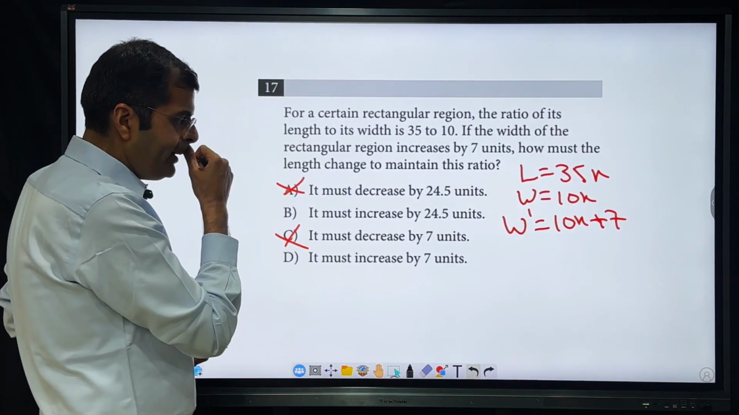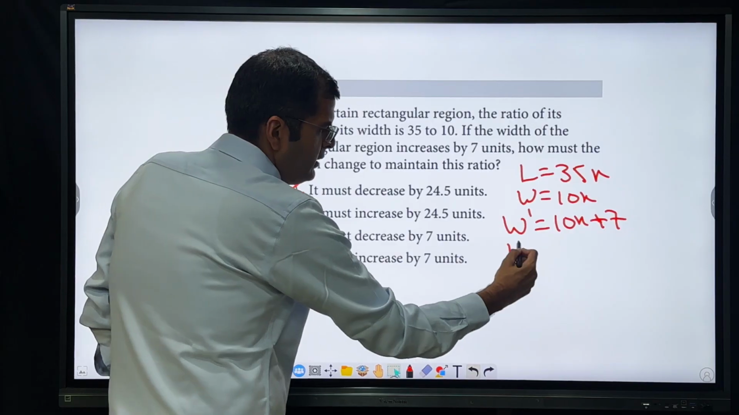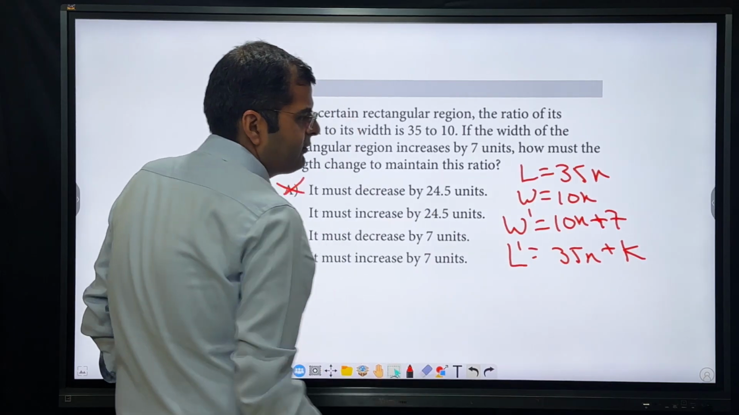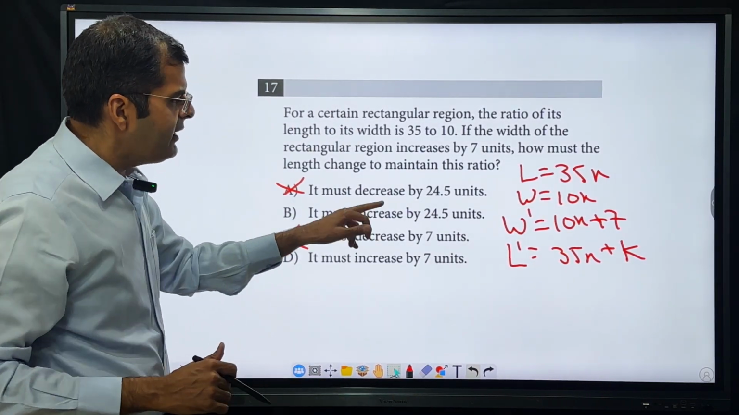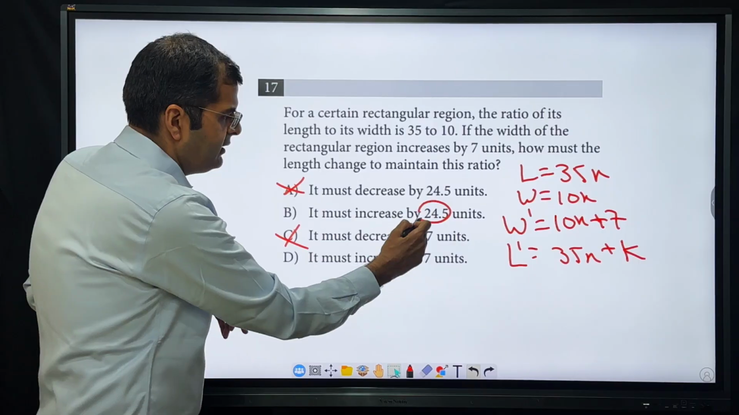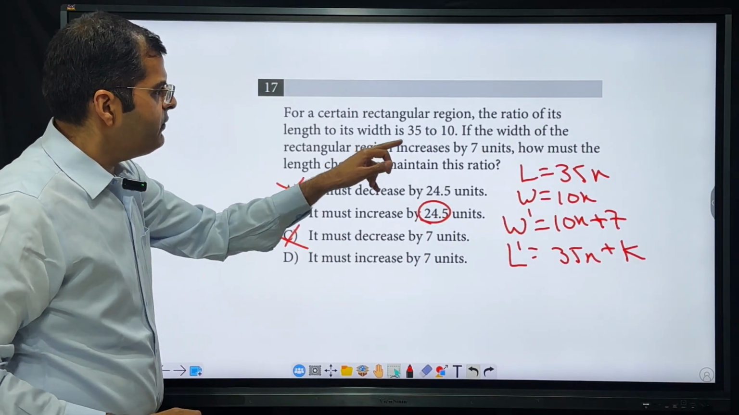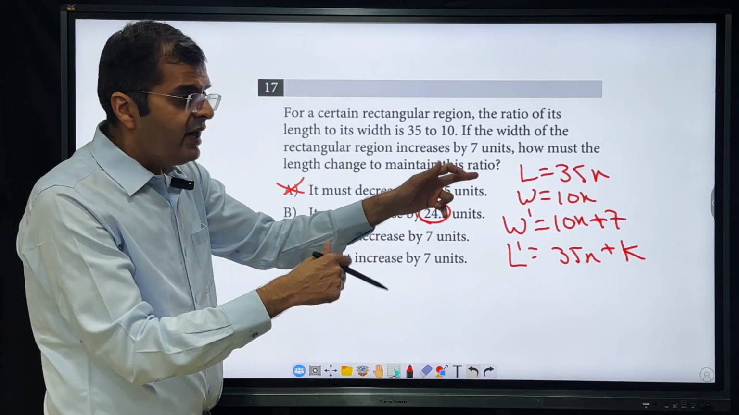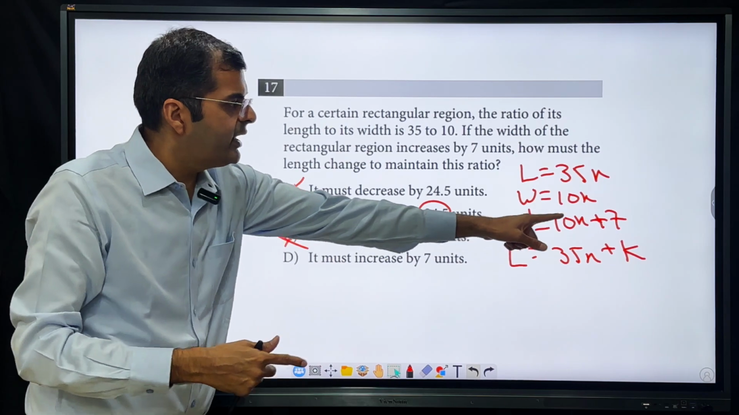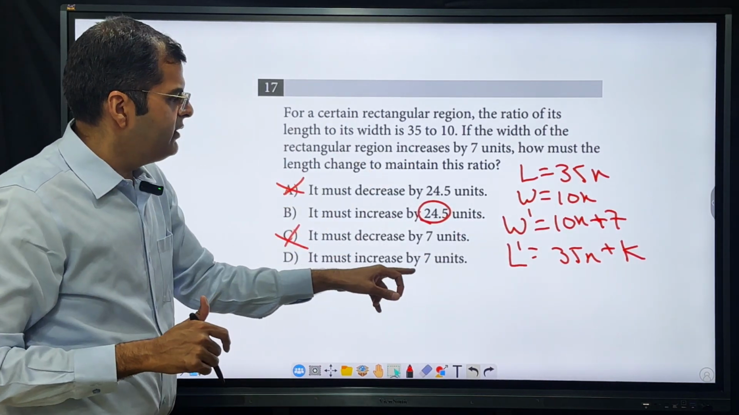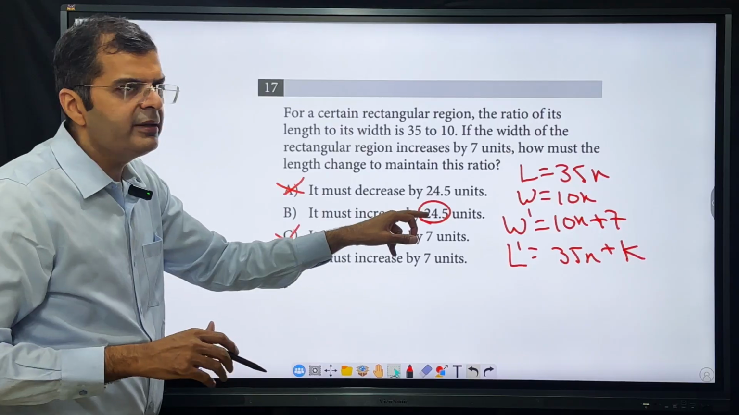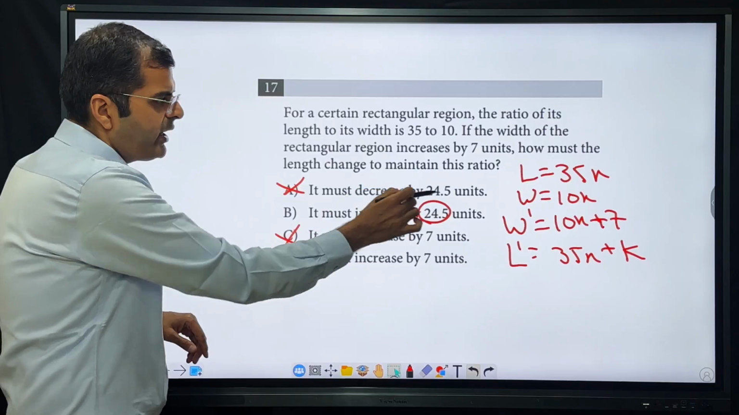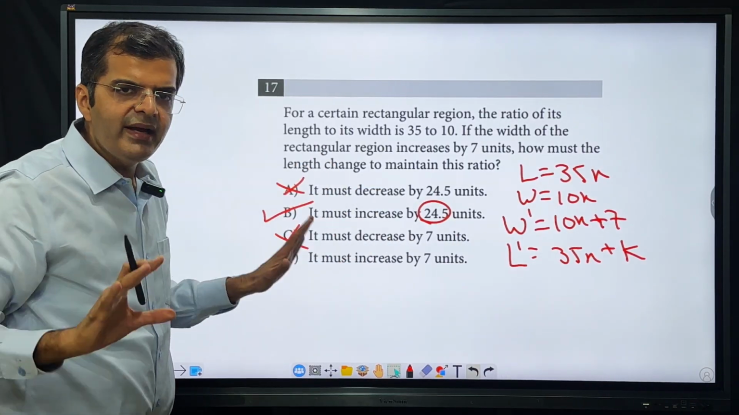Now by how much the length has to increase? This is what we have to figure out. So L dash is equal to 35x plus k. We have to find the value of k. Actually, by looking at the options only, I know what the answer should be. If you are increasing the width by 7 units, length, which is higher than width, has to be increased in the same proportion. So the increase has to be more than 7. In one option, I am saying increase by 7. In another option, I am saying 24.5 units increase. So I know that it has to be more than 7 units. Even without calculating it, I can write B as the answer.